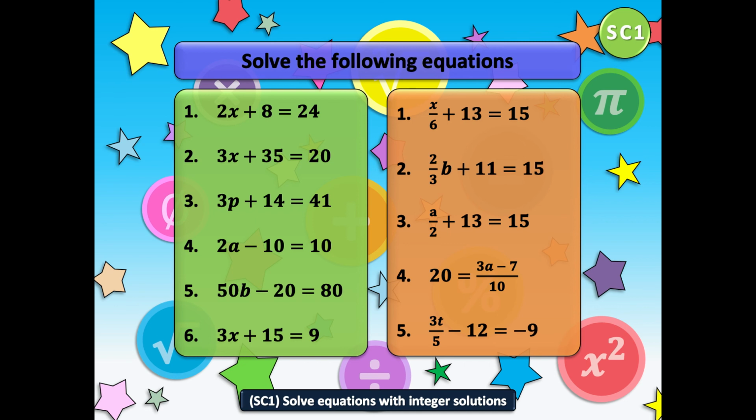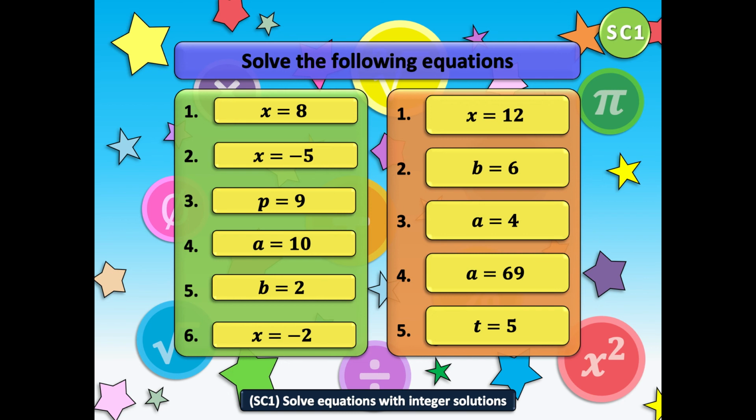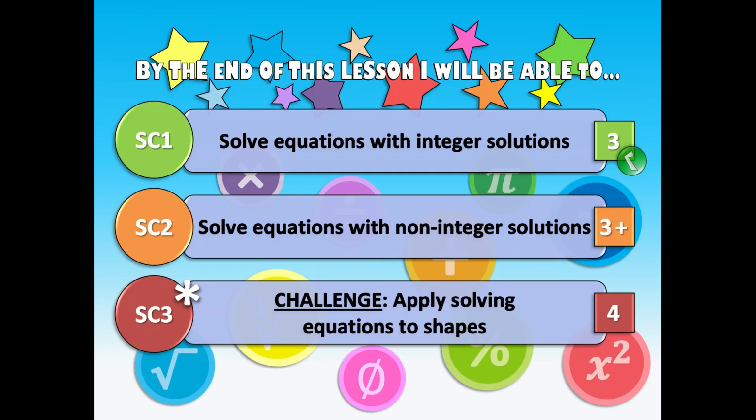Here are your answers. So there's your green answers, and there's your amber answers. And now we've completed success criteria 1.